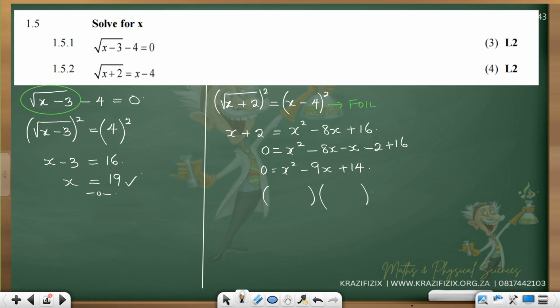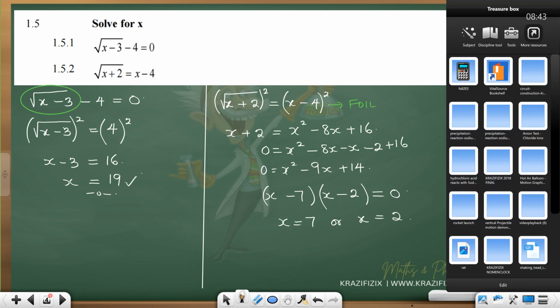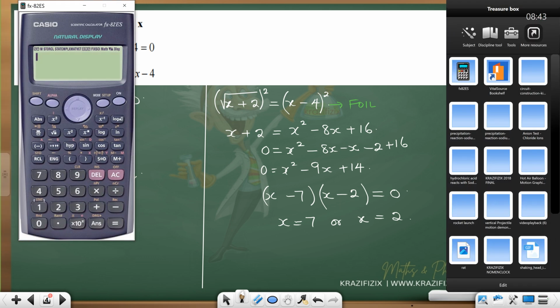Okay, let's keep that on the left hand side now. I see a 7 and a 2. So we're saying x equals 7. Or, okay, please look at this. I want to test. Don't leave your answer like this, please. You must test. What do we do? I'm going to go to my calculator and check.